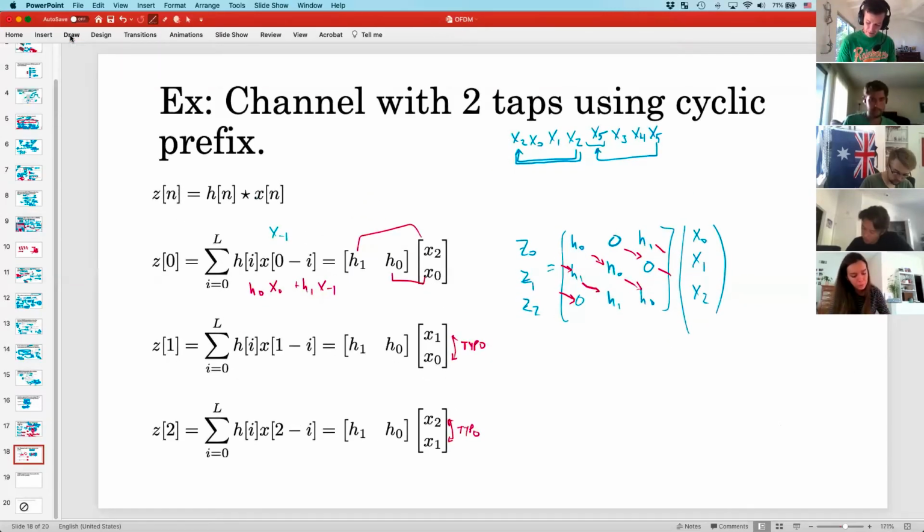The cool thing about doing cyclic prefixing is that we get to invert this matrix. So this, call it H cyclic. This is going to be square, simply because we're doing a 3 space to a 3 space.